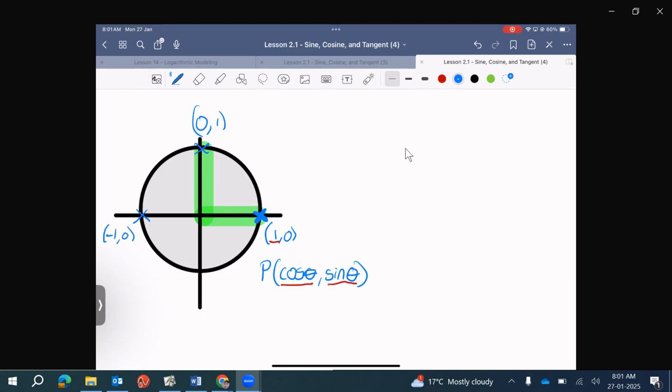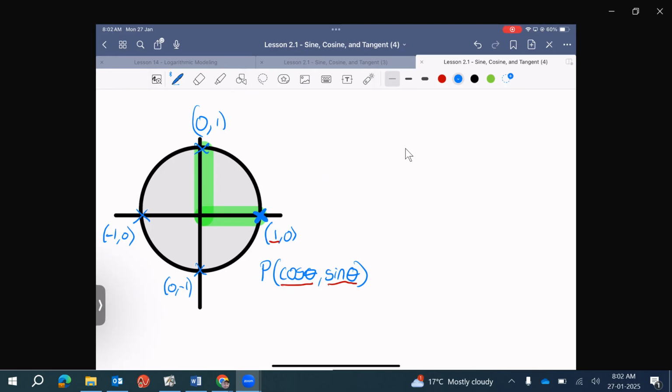-1, 0. What's the cosine of 180 degrees? -1. What's the sine of 180 degrees? 0. What about this point here? So what's the coordinates there? 0, -1. So what is the sine of 270 degrees? What is the cosine of 270 degrees?